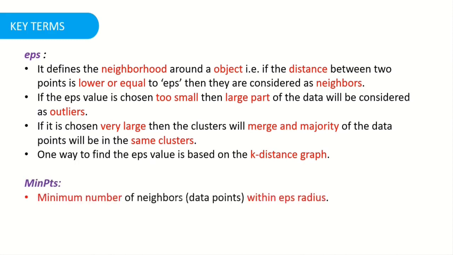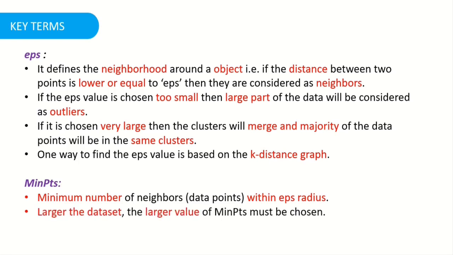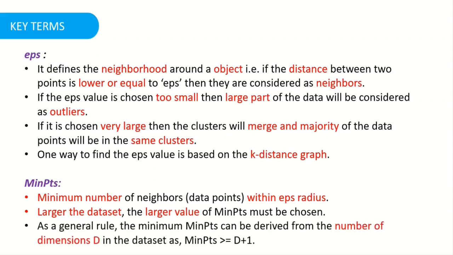When it comes to min points, it stands for the minimum number of neighbor data points within an epsilon radius. The larger the data set, the larger the value of minimum points must be chosen. As a general rule, the minimum points can be derived from the number of dimensions d in the dataset, as minimum points should be greater than or equal to d plus 1. And the minimum value of minimum points must be chosen at least 3.